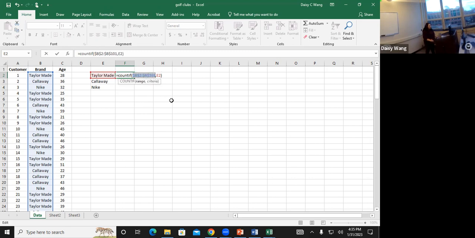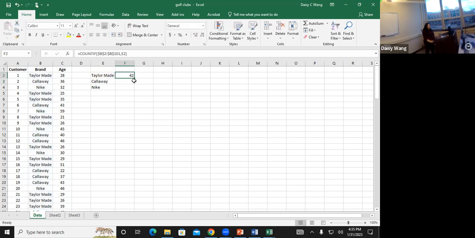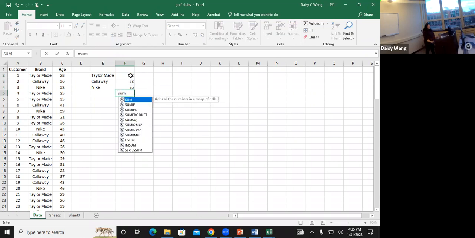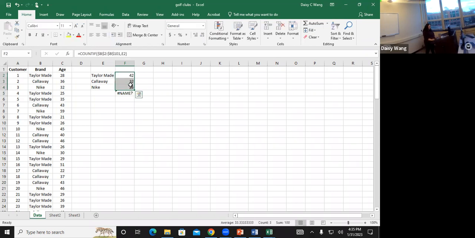You don't need to know why now. But if you take 325 out, it's only 1. So all I need to do is drag this down and it will calculate. So if I do sum, it should add up to 100.